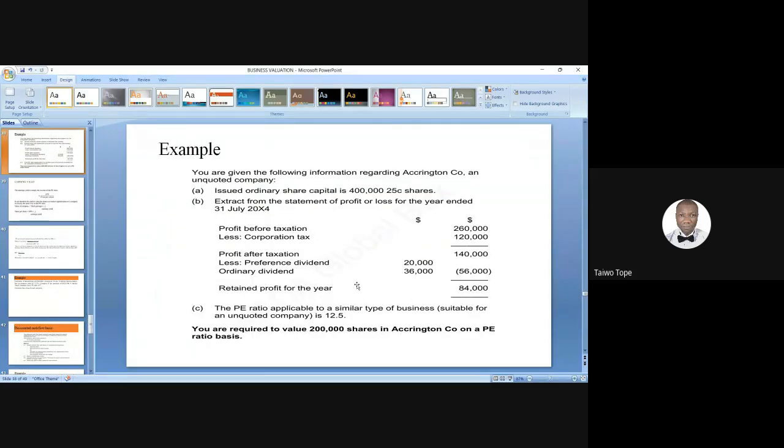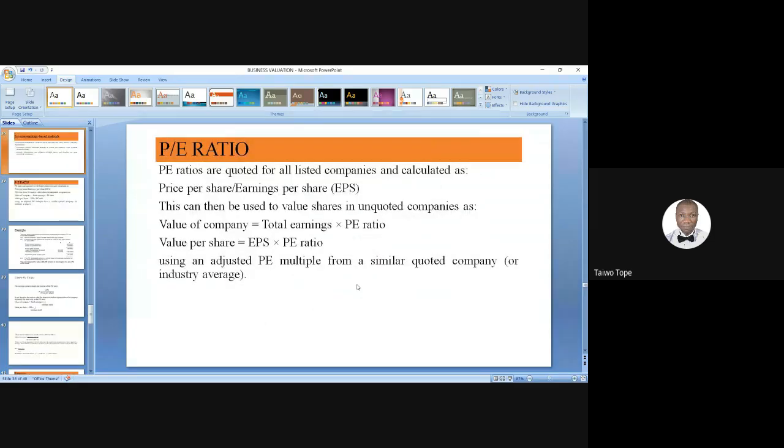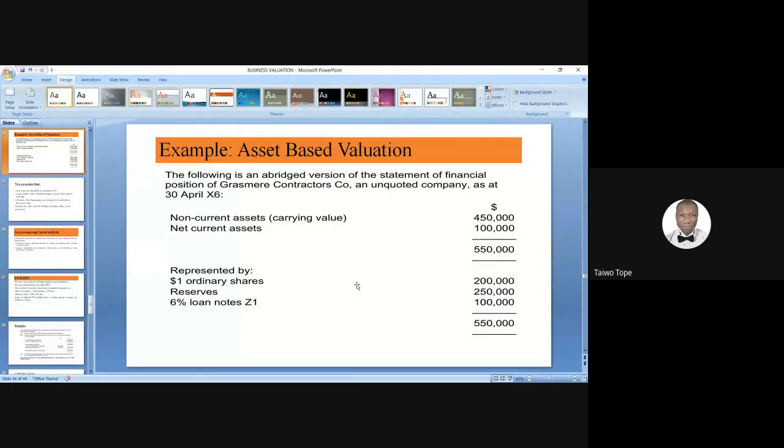Like this is another question. You're required to value 200,000 shares in Accreton company on a PE ratio basis. Another question in that order. This is a question on asset-based valuation. Yes, they are not something complex. Very simple. So I would like to call it a day at this point. So please do well. The summary is do well to go through the Pathfinder and the study pack, and study this to have a broader understanding.